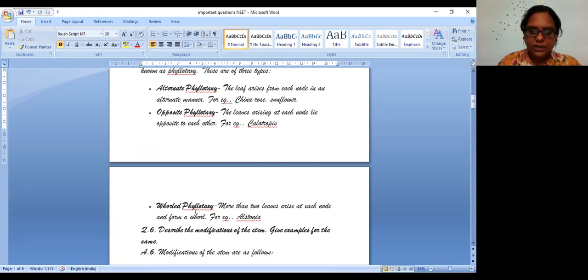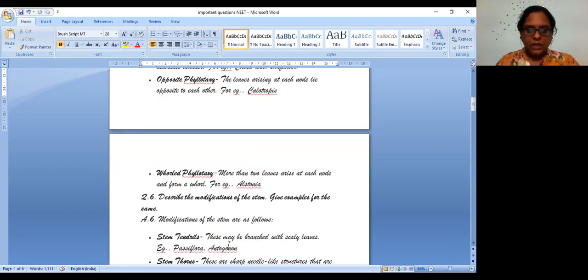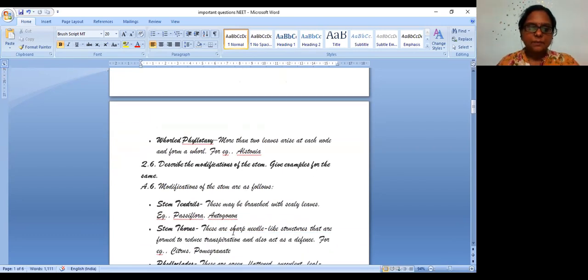Just now we have seen that you can have more than one leaf at a single node. If you have only one leaf at a node, it is alternate. If you have two leaves at one node, it is opposite. If you have many, then it's called whorled phyllotaxy. Describe the modification of the stem, give examples.